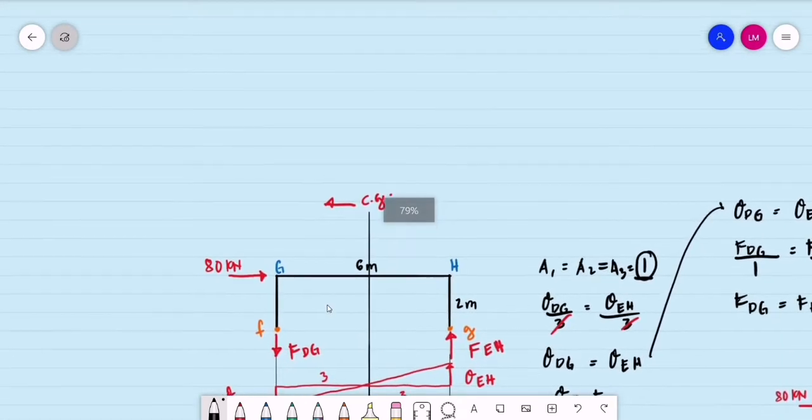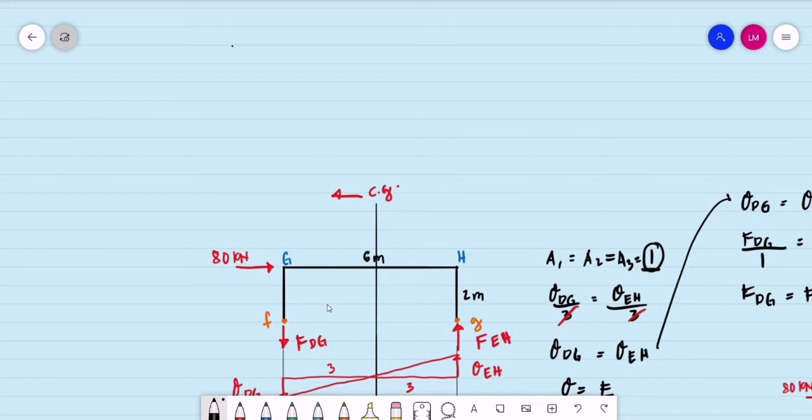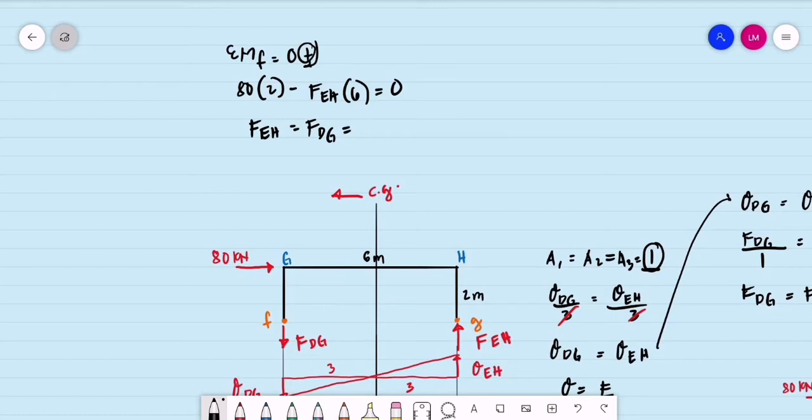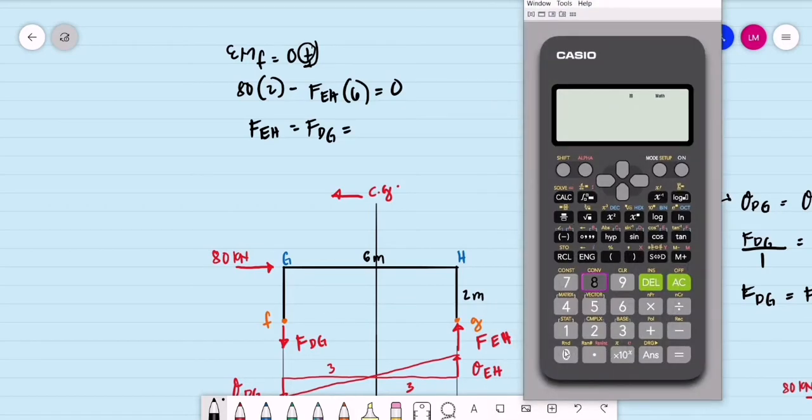I'll do the summation of moments about point of inflection F equal to 0, assuming clockwise moments to be positive. We have the 80 kilonewtons multiplied by 2, minus the axial force for column EH multiplied by 6 meters, equal to 0. So the magnitude of the axial force for column EH, which is also equal to the axial force for column DG, is equal to 80 multiplied by 2, divided by 6.